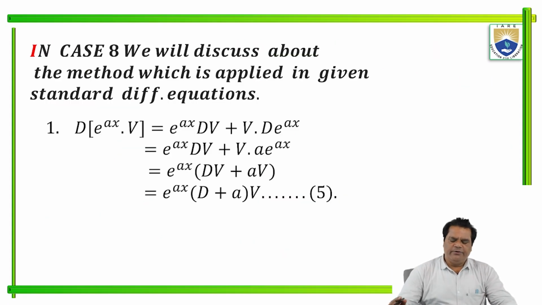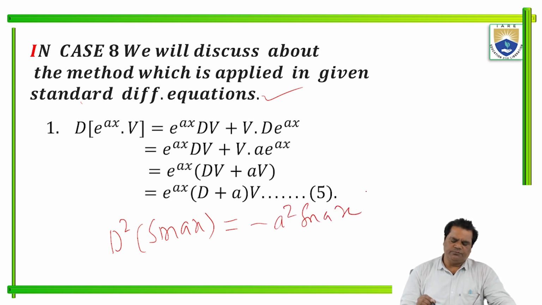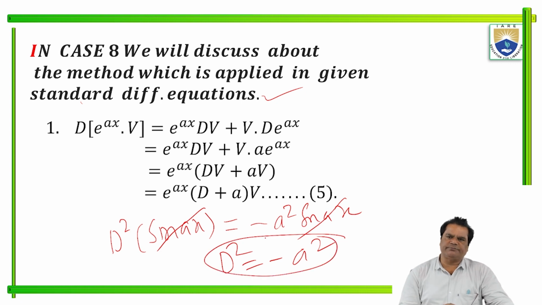In case 8, we will discuss the method applied to the given standard equation. In this topic, we have already discussed that if D square of sin ax is given, then we can write minus a square sin ax. This is proved. And sin ax cancels, meaning D square equals minus a square. We can put this. This is one rule. In place of D square, we put minus a square.